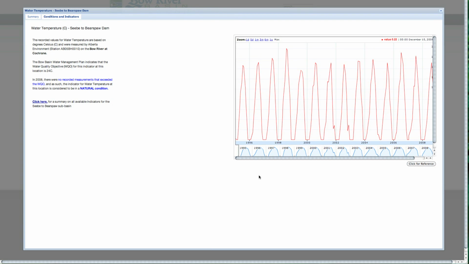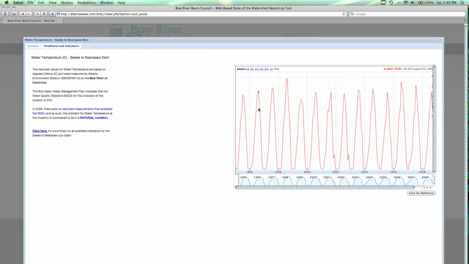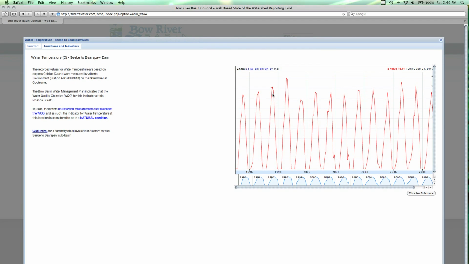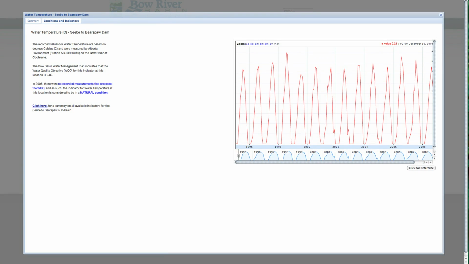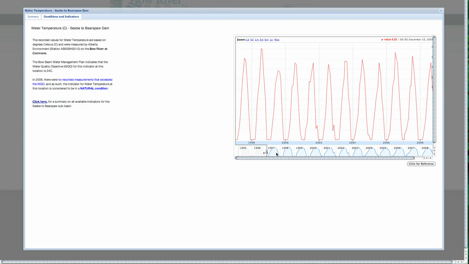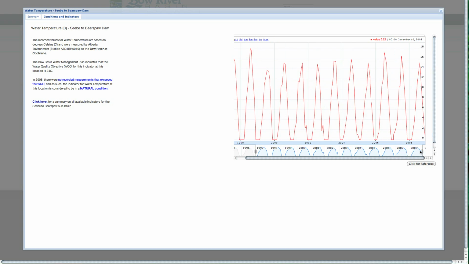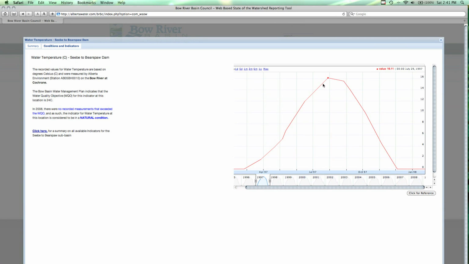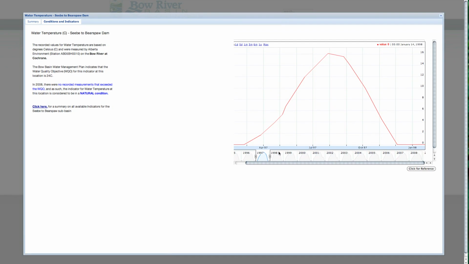You'll notice that the chart which profiles the historical recorded measurements for water temperature at this location is also available. And that there's a sliding tool here at the bottom that allows you to zoom in on a specific time period and look at the observed recordings and values during that time period.